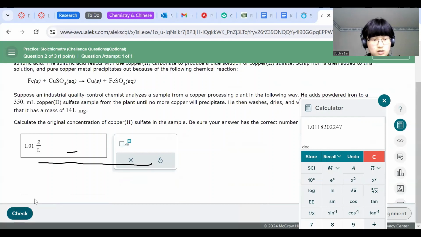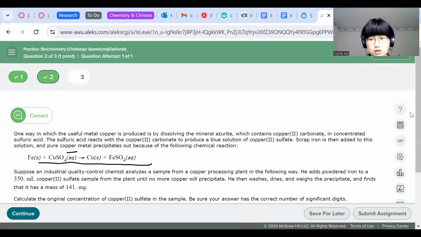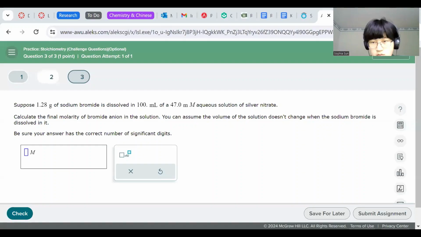Double check. All right. Sorry for the small cut, but here we are again.